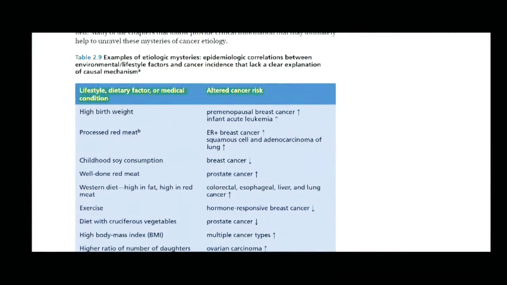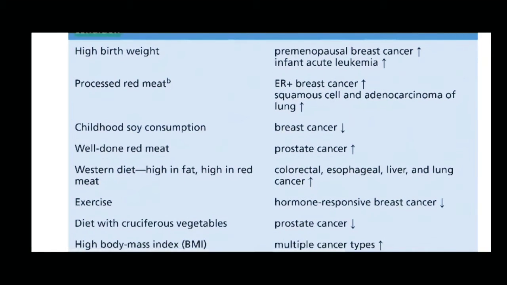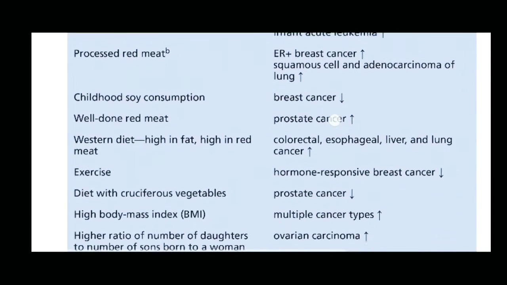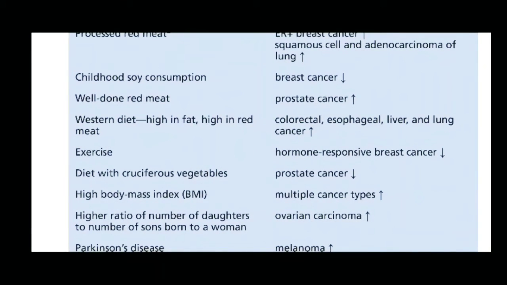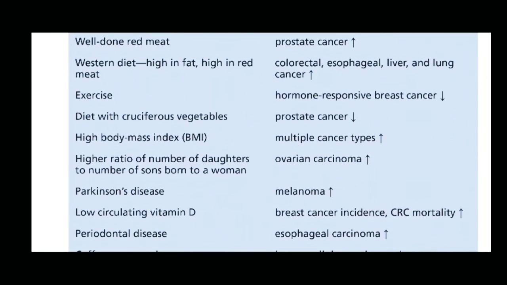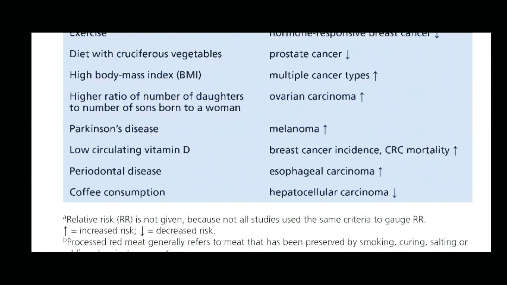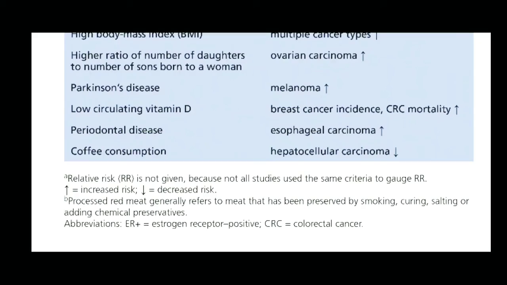These are the factors which affect cancer, like high birth weight, which increases the probability of becoming cancerous. Similarly, consumption of soya, including during childhood, helps to reduce breast cancer. Then proper exercise will lead to a decrease in hormone-responsive breast cancer. Then a diet with cruciferous vegetables reduces the chances of prostate cancer. They are the precursors that are supposed, I guess, to be related to causing cancer.